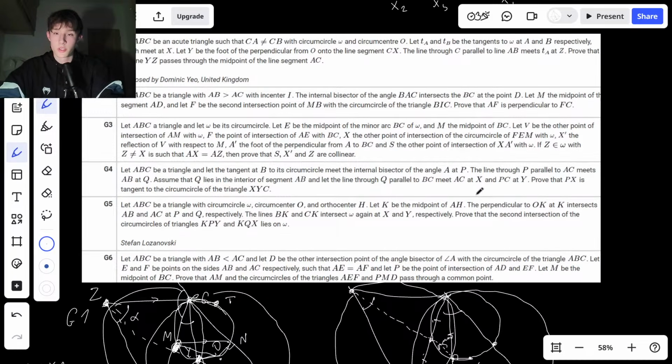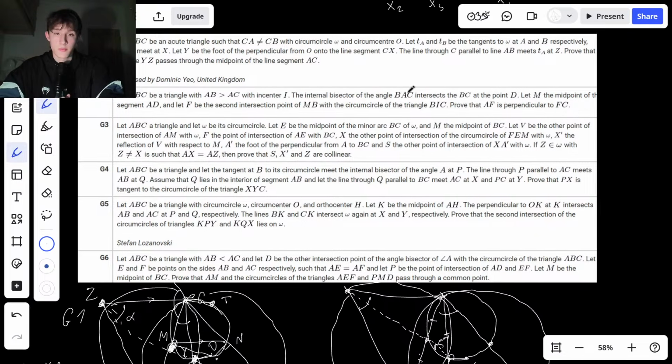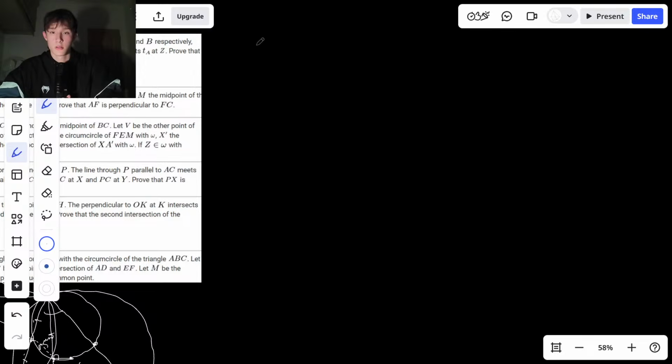Let ABC be a triangle. Finally, AB and AC are labeled correctly. And center I. Let's draw that real quick. Right, G2. So we have triangle ABC.